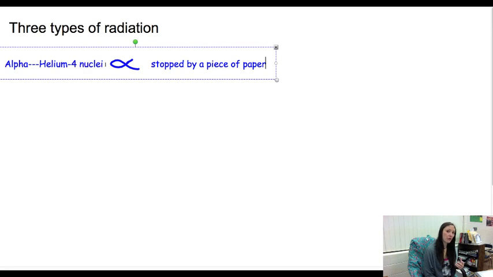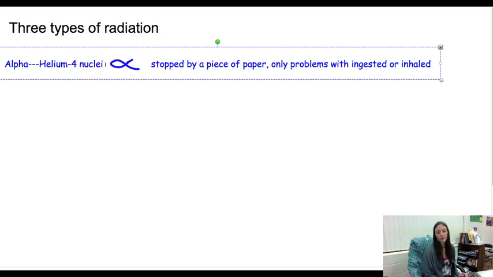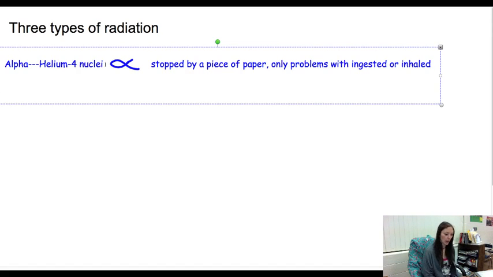The only problem you have with an alpha particle is if it is ingested or inhaled. They're not going to penetrate your skin. Alpha particles are not something that's going to seep in through your skin and give you all kinds of radioactive poisoning. No, they're too heavy for that.